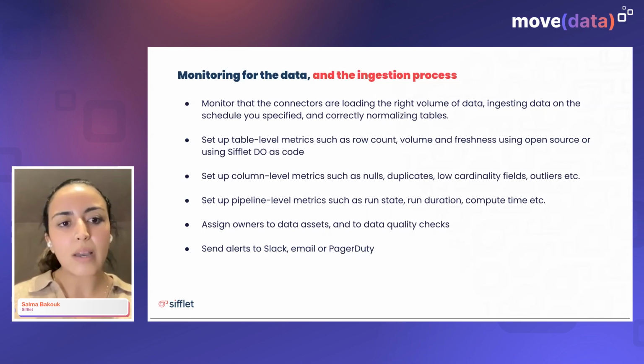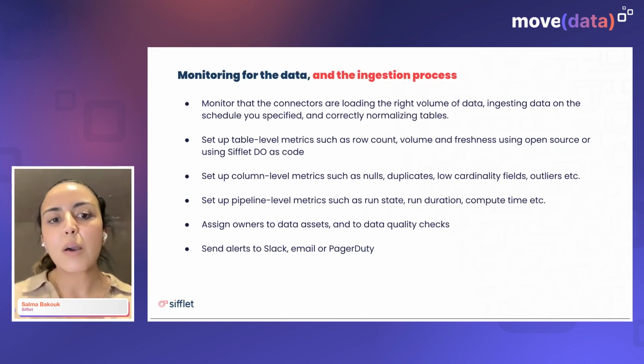The second layer you want to look at is column level metrics. So you want to go a bit deeper into the data assets and predict any deviation from expectation.